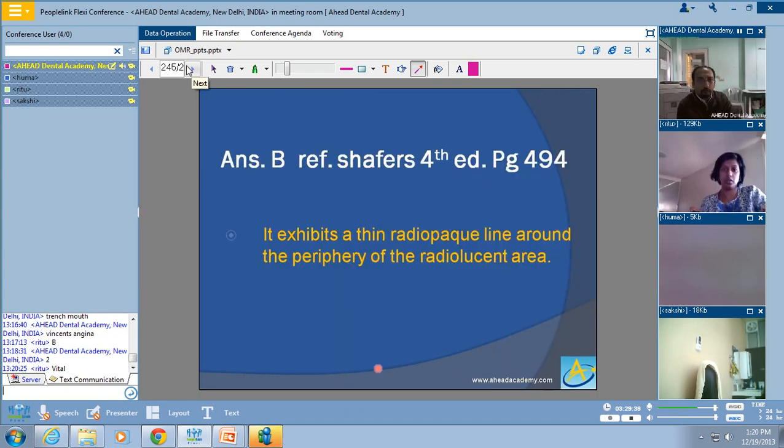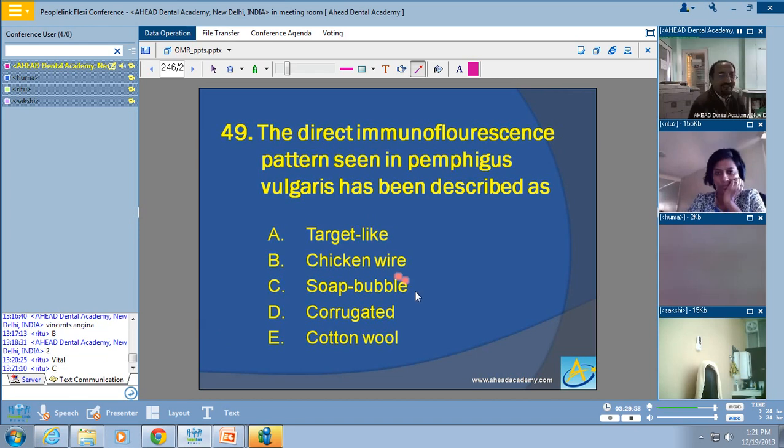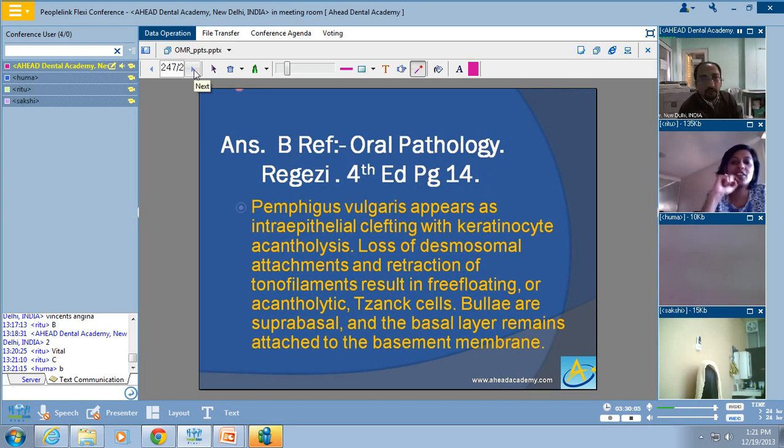So second last question, direct immunofluorescence seen in pemphigus vulgaris has been described as, it's a slightly tough question. No, soap bubble appearance is generally seen radiographically in ameloblastoma. The correct answer is absolutely right, chicken wire appearance. Okay, pemphigus vulgaris. I'll just tell you what is direct immunofluorescence. Don't get scared by seeing the slide.